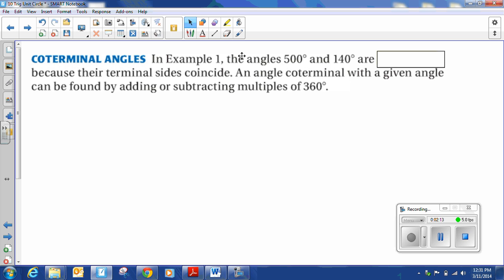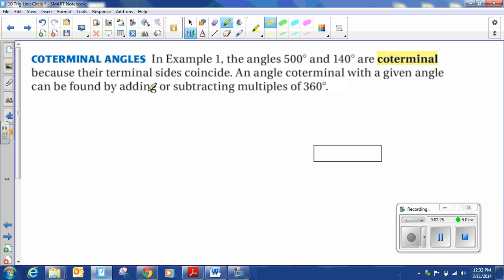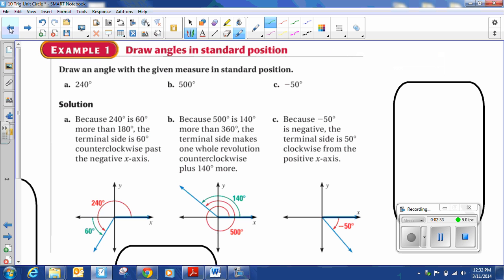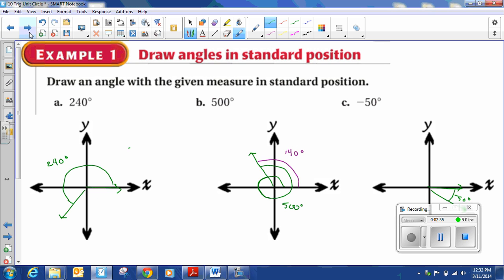Coterminal angles. In example 1, the angles 500 and 140 are coterminal because their terminal sides coincide. An angle coterminal with a given angle can be found by adding or subtracting multiples of 360. That's a big part of today's lesson. So like we said, the 500 and the 140 are coterminal because we end up at the same spot, right? 500 goes around more than one time, ends right here, and 140 degrees also ends right here.